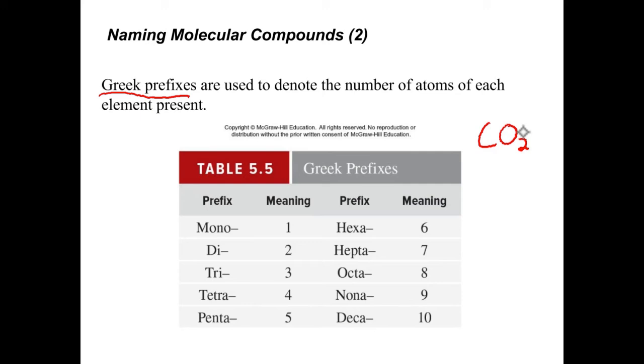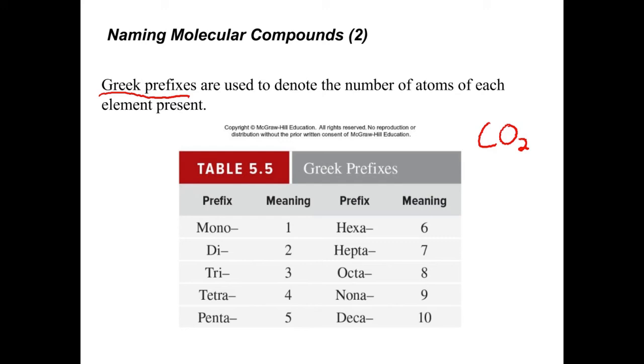Okay, so this is my chemical formula. This tells me I have 1 carbon and 2 oxygens. But what if I wanted to express this with words? How do I tell people that I have 1 carbon and 2 oxygen? Well, we're familiar with this, right? Carbon dioxide. So where do those names come from, though?